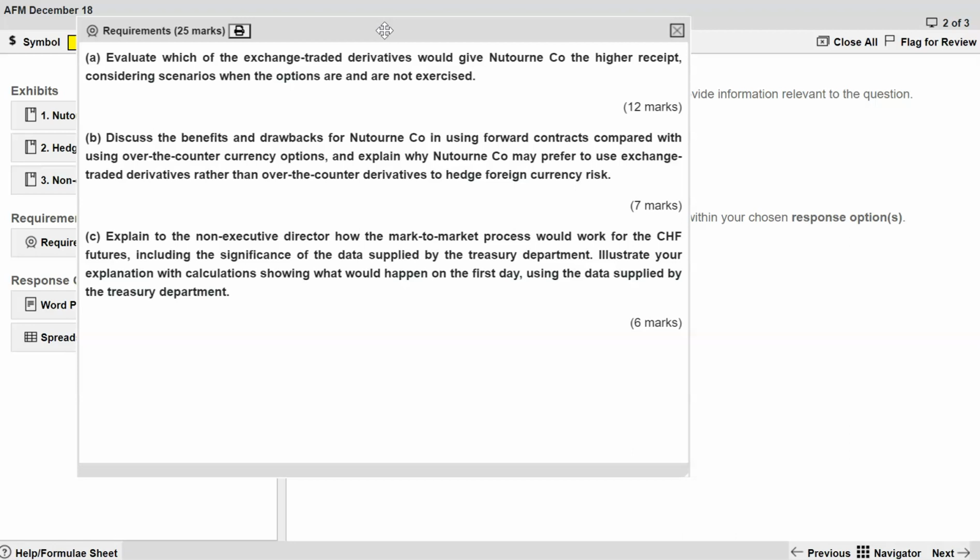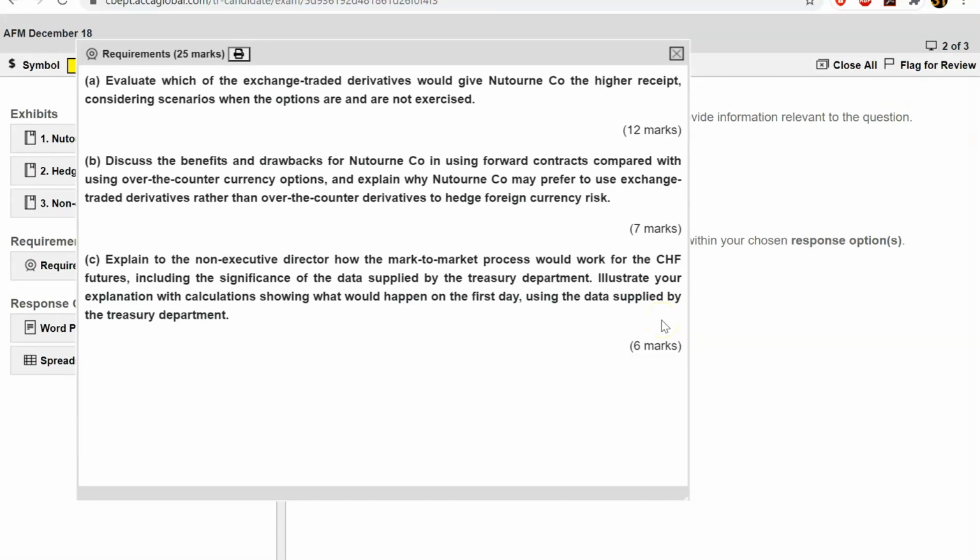In C part, explain to the non-executive director how the mark-to-market process would work for the CHF future. So you just have to simply explain what the mark-to-market process is, including the significance of the data supplied by the trader. Illustrate your explanation with calculations showing what would happen on the first day using the data supplied by the treasury department. So let's read the requirement.